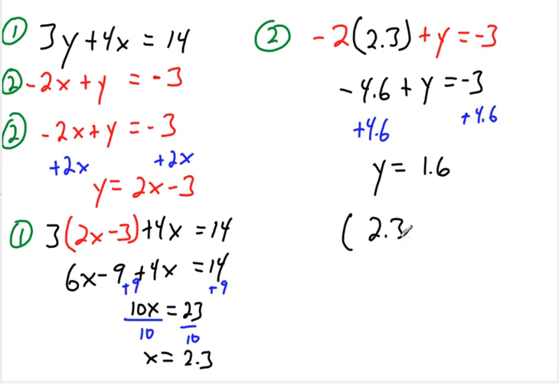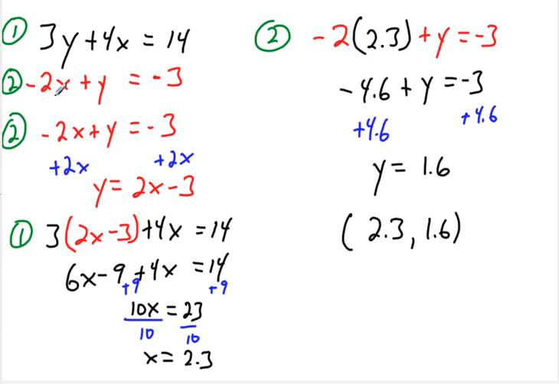So 2.3 comma 1.6. Now this isn't really easy to check mentally. I mean, we can kind of ballpark it mentally. 4 times 2.3 should be a little more than 8, so somewhere around 9 maybe. And then 3 times 1.6 is probably somewhere around 4. 9 plus 4 is 13. So ballpark, we know that's at least close, if not right on, for equation 1.